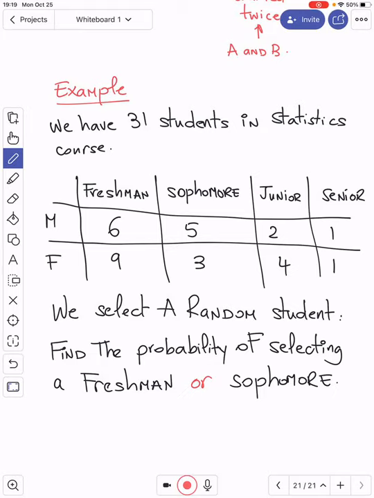Yeah, so as you can see in this example, we need to find the probability of selecting a freshman or sophomore. So we have two events. Being a freshman, that would be the event A, and sophomore, that would be the event B. And we are looking for the probability of the event A or B.